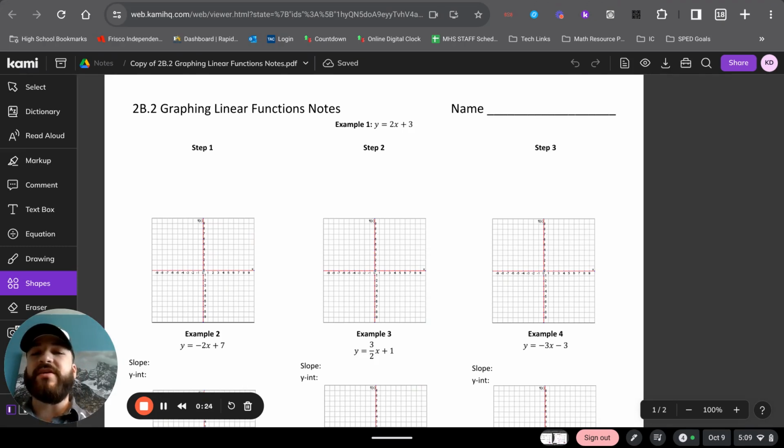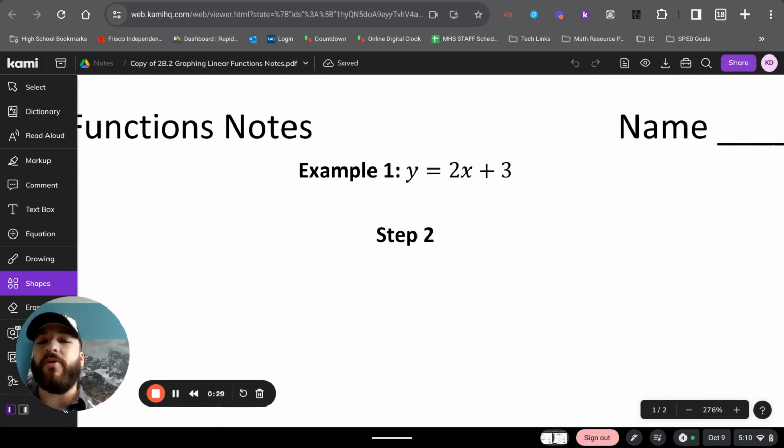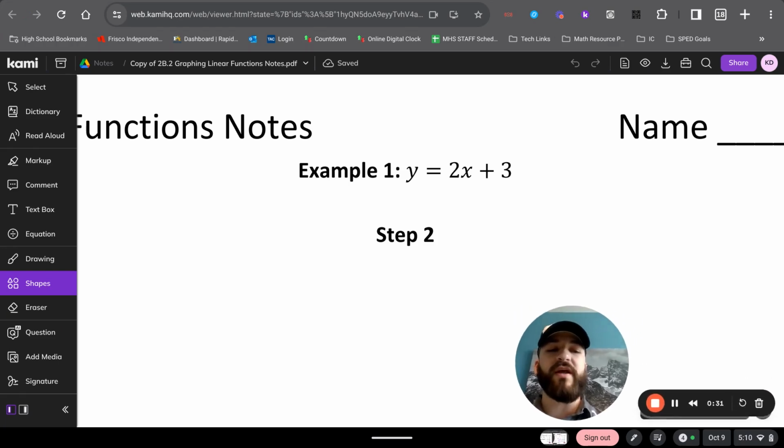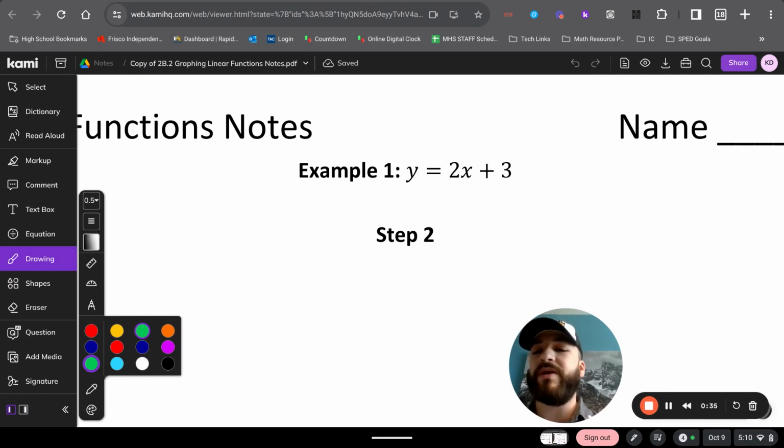Okay, so let's look at our first example, y equals 2x plus 3. The first thing we always want to check when we are graphing a linear function is to make sure that it is in that slope-intercept form. So a reminder, it is y equals mx plus b. And this one is in slope-intercept form, y equals 2, which is our slope, x plus 3, which is our y-intercept. So we are good to go.